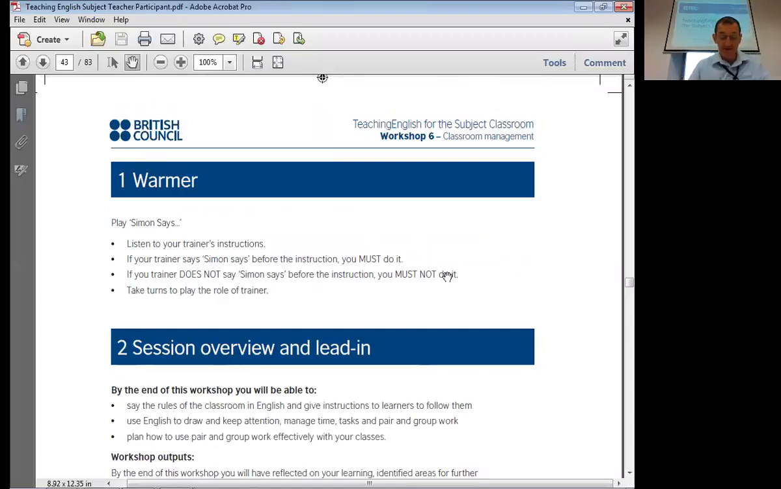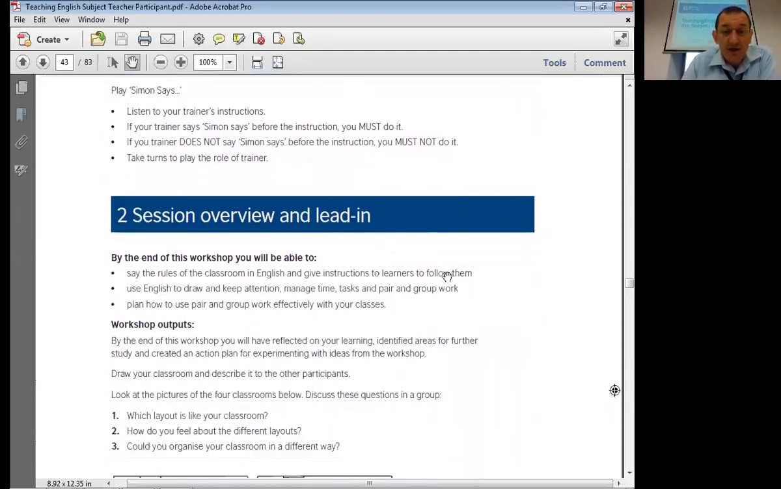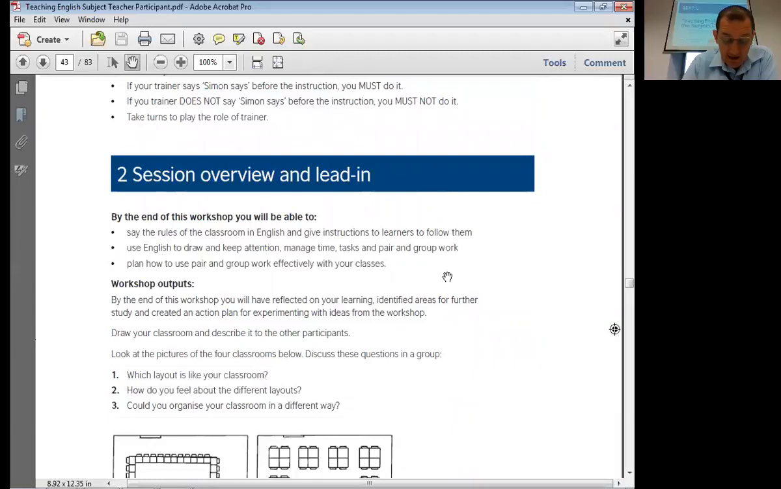Give 10 minutes for this. It's a lot of fun, should get participants energized. And then talk them through the aims of the session and ask them to draw their own classroom layout and describe it to their partners in groups of 3.